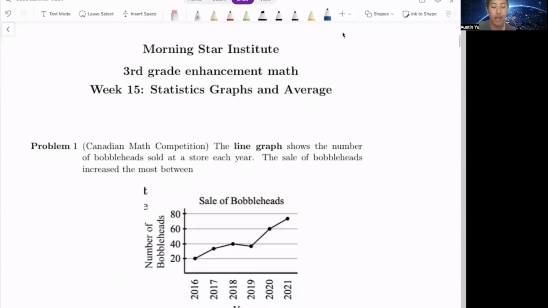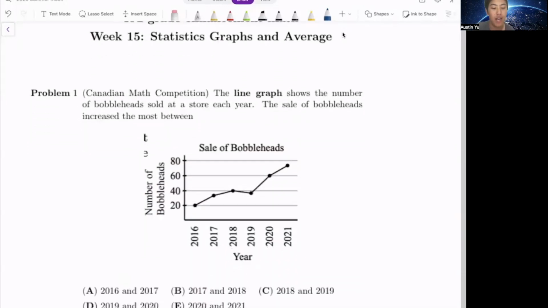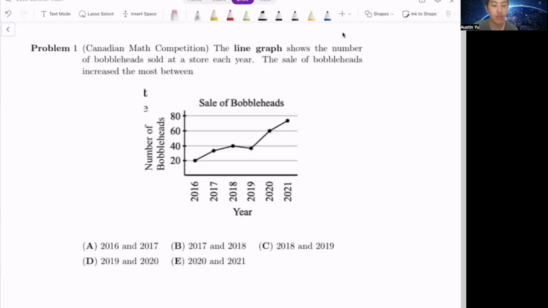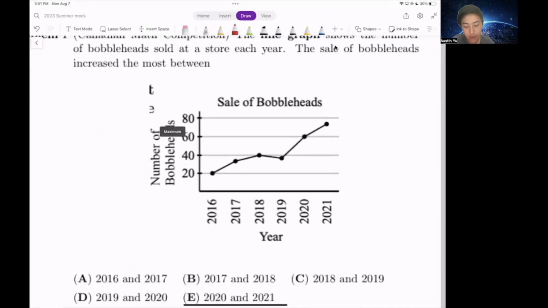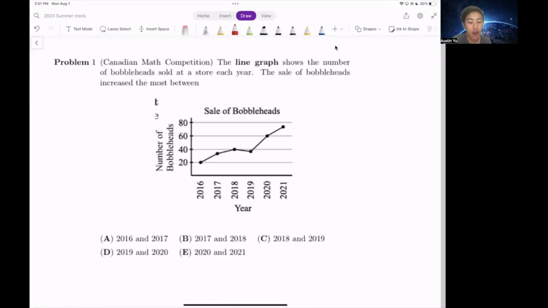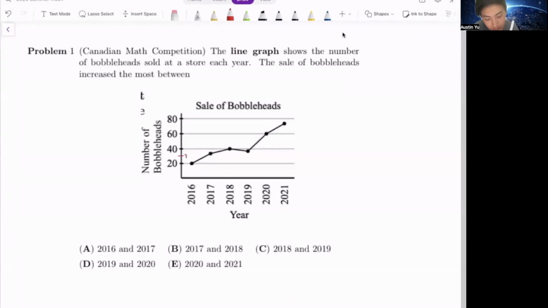Problem 1. The line graph shows the number of bobbleheads sold at a store each year. The sale of bobbleheads increased the most between, and then we have a multiple choice selection right here. First, we see here that since there are a few places in which they're not exactly at the line, we can just mark these as 30, 50, and 70.